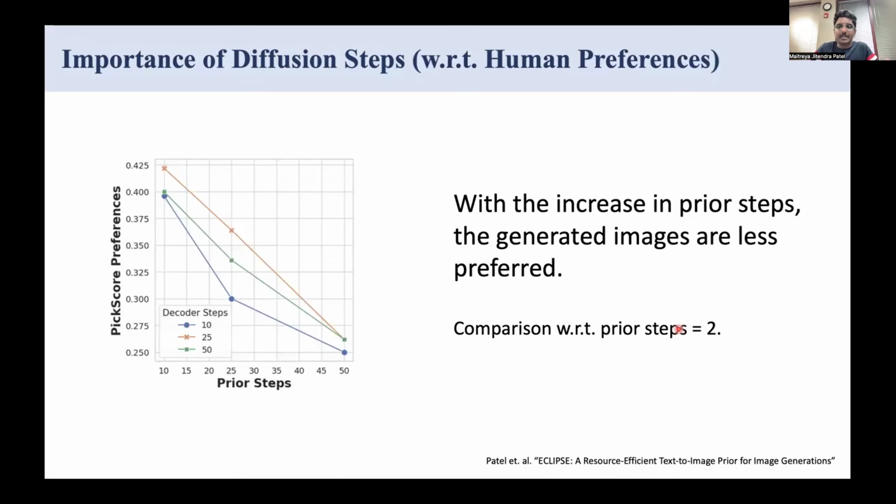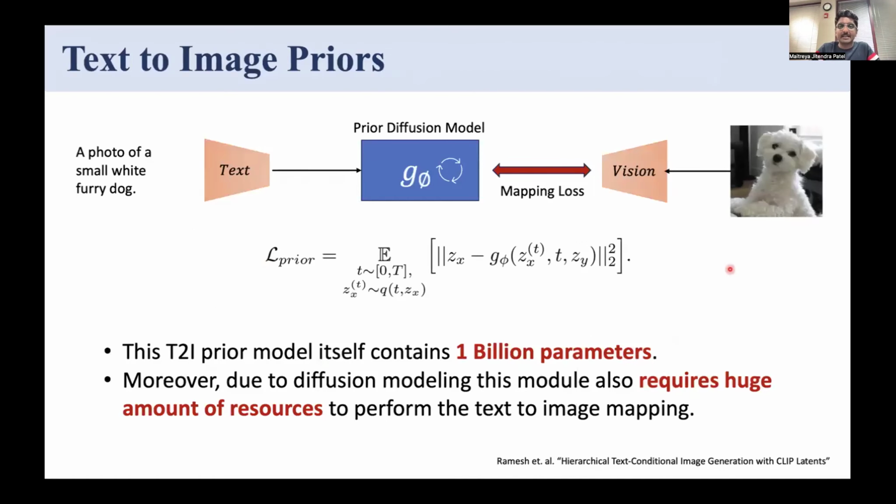So we did a couple of empirical studies on whether we really need these diffusion steps for the prior models, because at the end, irrespective of the time steps, the model is only estimating the final ground truth image embedding. So why not just use a single step or two steps? Why do we want to go for 25 or even 50 steps?